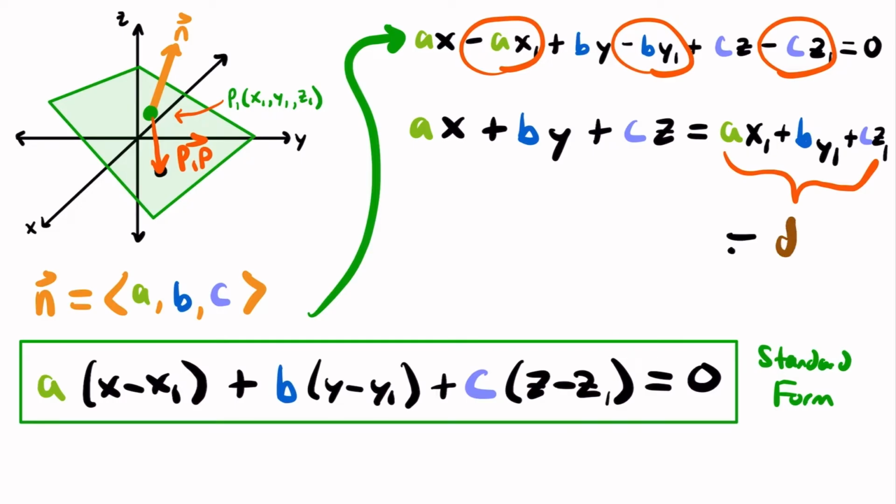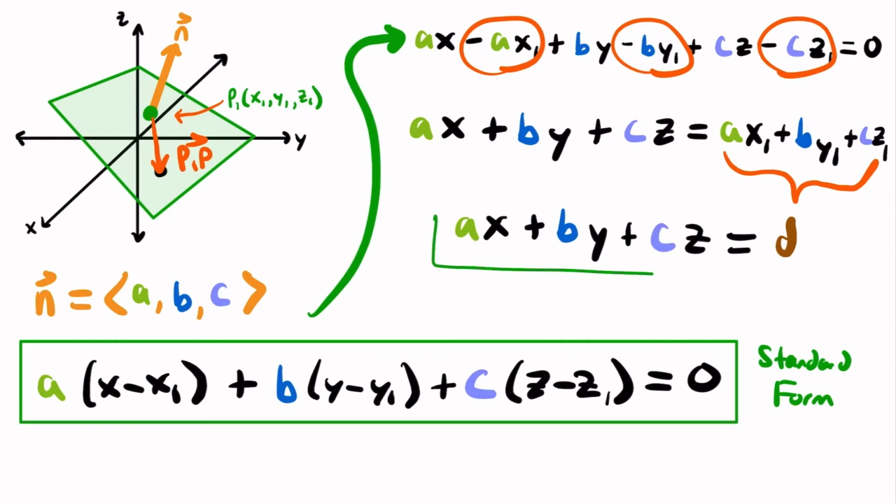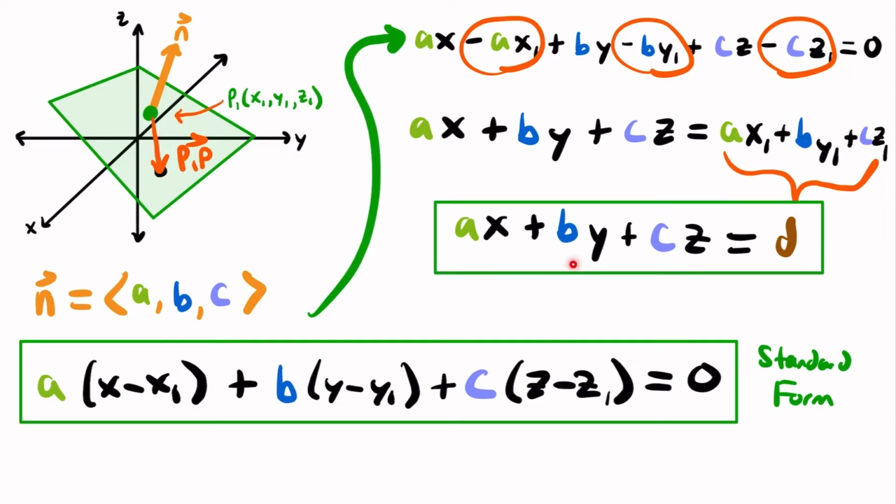All right, and then if we fill in the rest of the equation, we'll have a times x plus b times y plus c times z. And this right here is what we call the general form of the equation of a plane. Okay, so this is the standard form. This is the equation that you will use when setting up an equation of a plane. But then this is the general form, which is the most common type of equation that you will see to represent a plane.